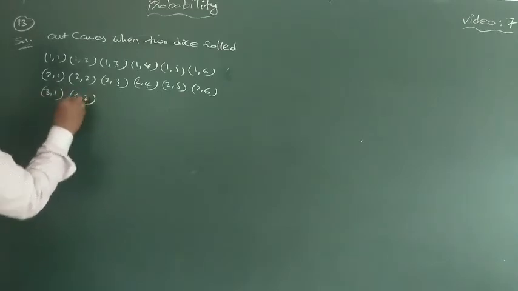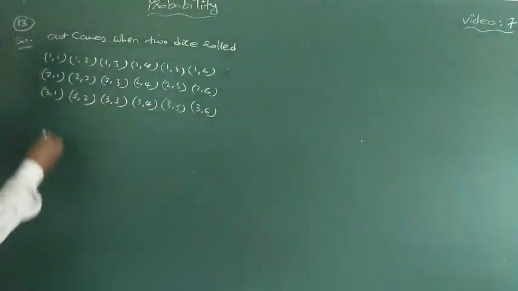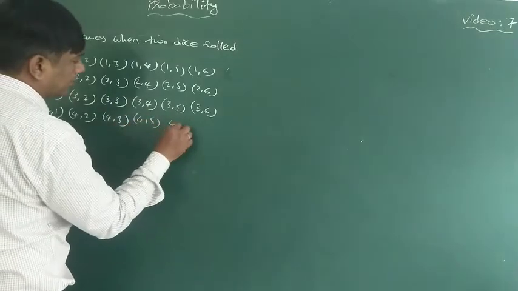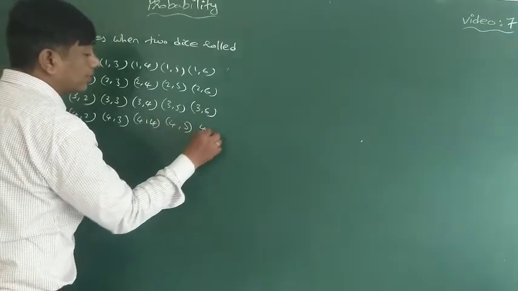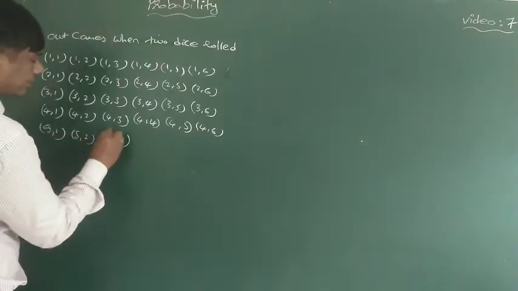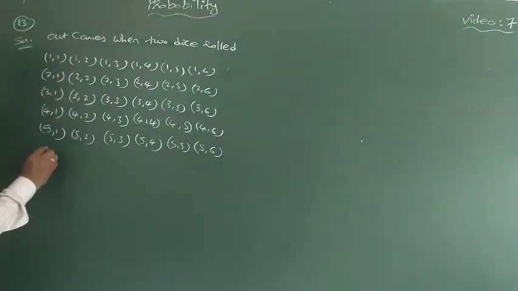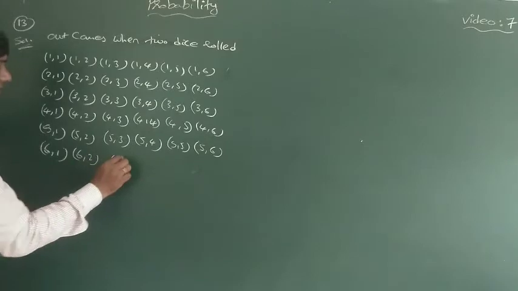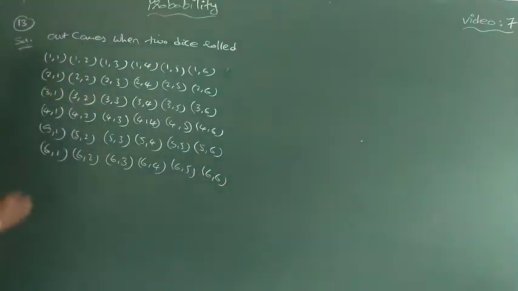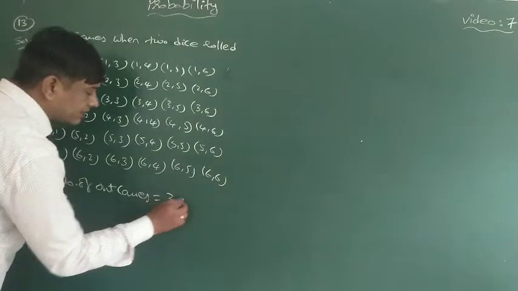Then 3,1; 3,2; 3,4; 6; 2; 4,3. There are a total of 36 outcomes. 5,1; 5,2; 5,4; 5,5; 5,6; 6,1; 6,2; 6,3; 6,4; 6,5; 6,6. So the total number of outcomes is 36.